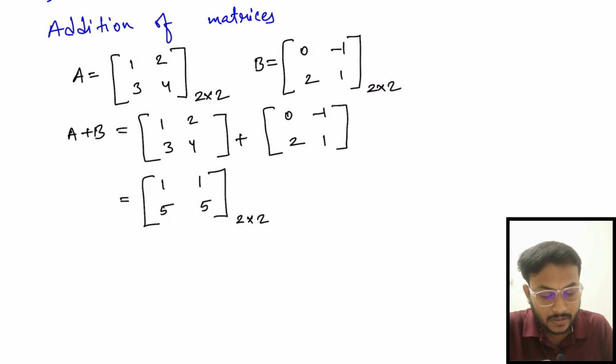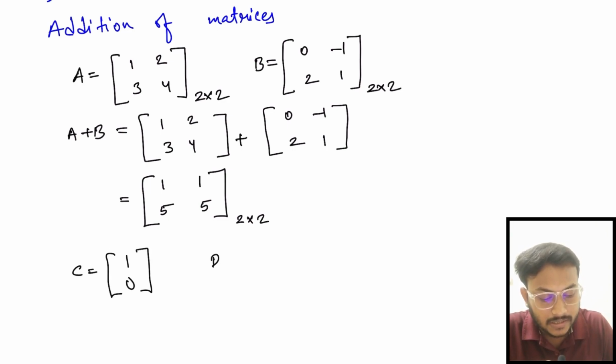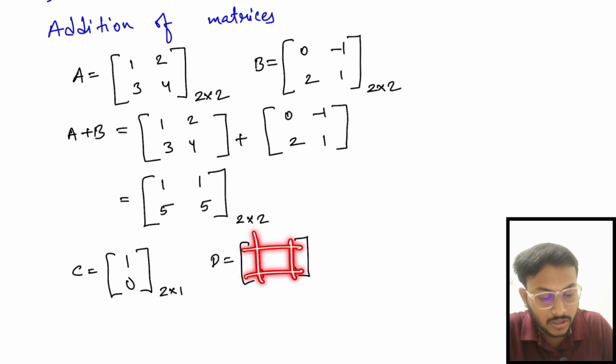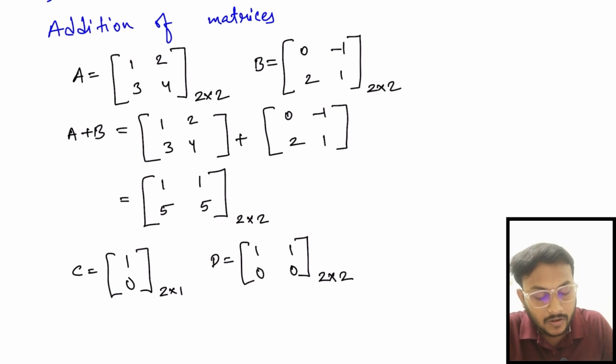Let's take another example. Let's say C is the matrix that has elements 1 and 0. D is the matrix that has elements 1 0 1 0. Now you can see the order of matrix C is 2 rows and 1 column, so the order of matrix C is 2 by 1. The order of matrix D is 2 rows 2 columns, so the order of matrix D is 2 by 2. Now you can see we cannot add corresponding elements because the elements are missing.